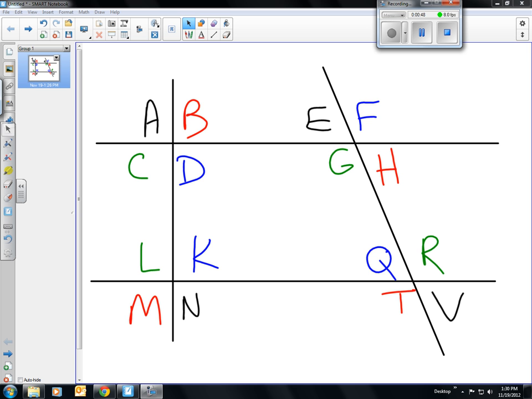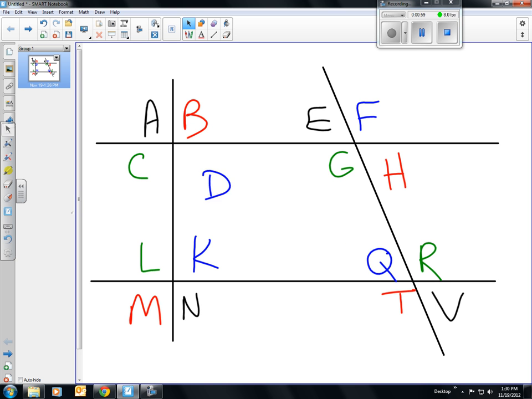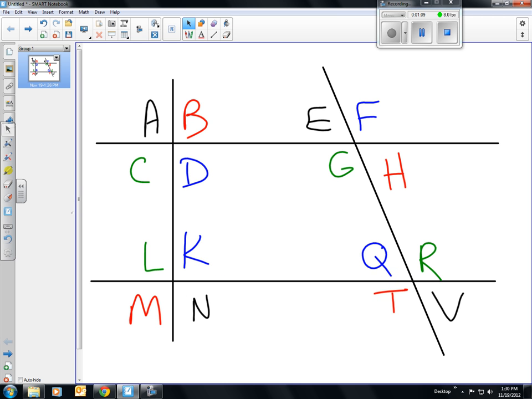The next one it says to name 3 pairs of alternate interior angles. So here you could say GR, you could say HQ, you could say D, L, you could say C, K, you could say K, T, or Q, N, or B, G, or E, D.